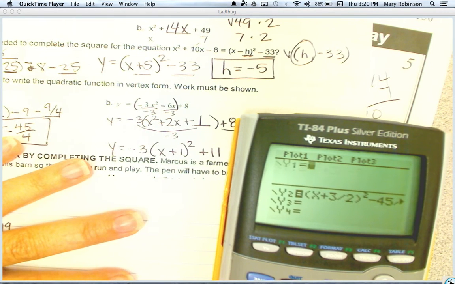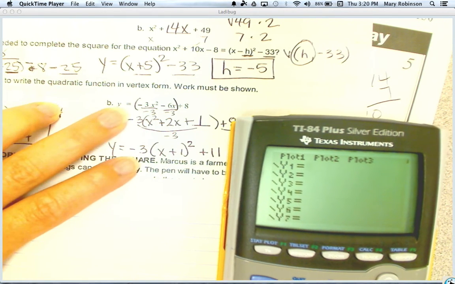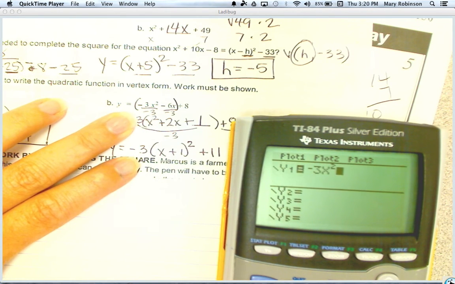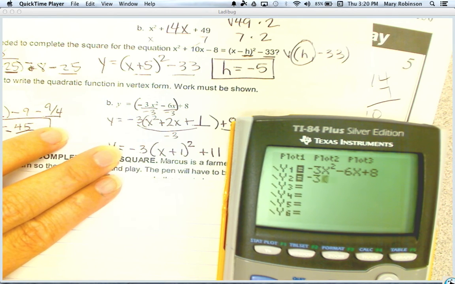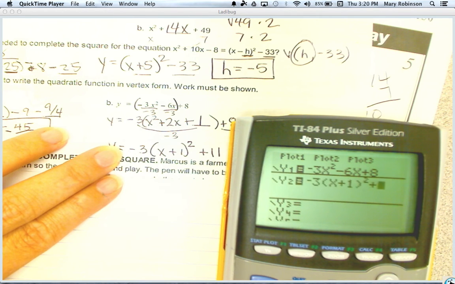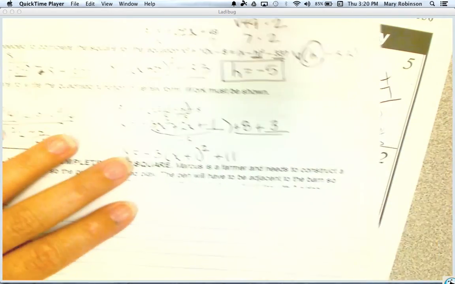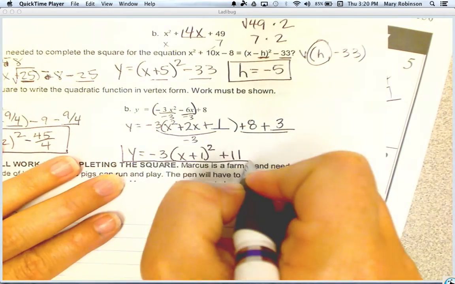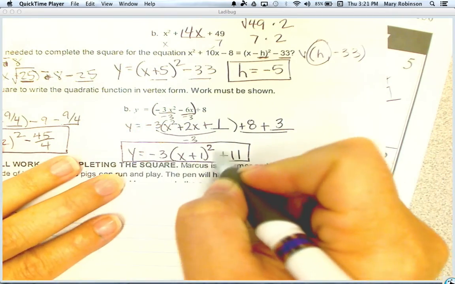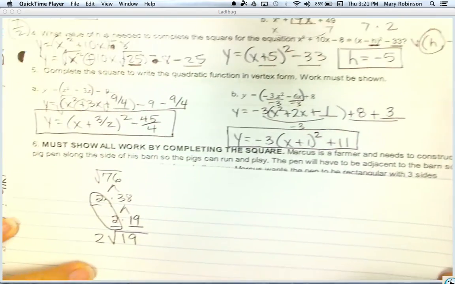So back to y1, -3x squared minus 6x plus 8, and -3 times the quantity x plus 1 squared plus 11. Our output values do match, so we should feel confident that we've got a good answer. Please don't forget that squared. Students love to leave that squared off sometimes. Don't do that.